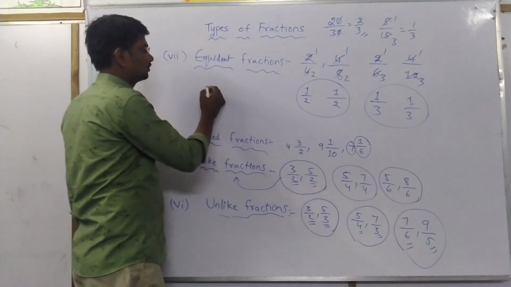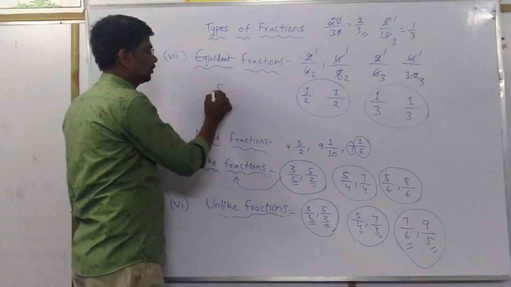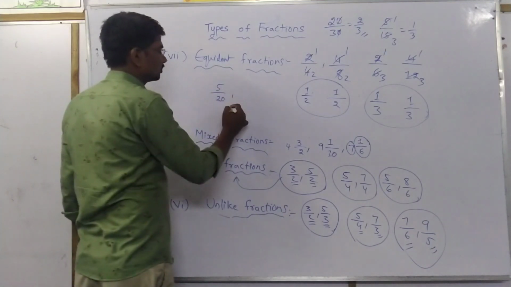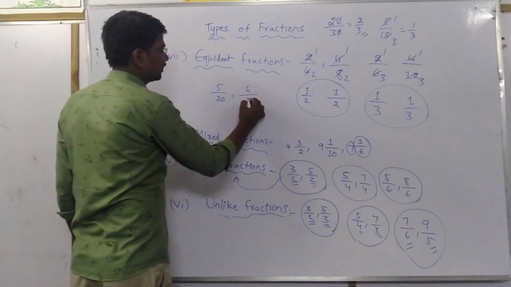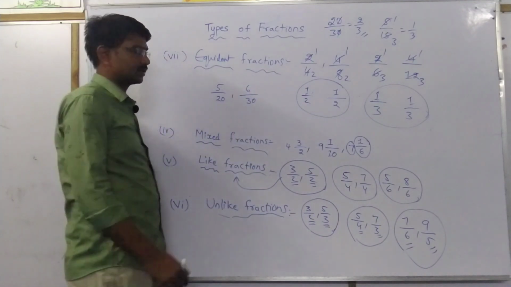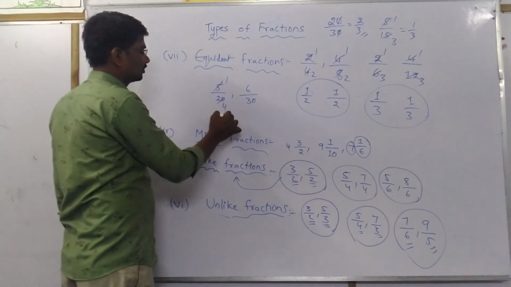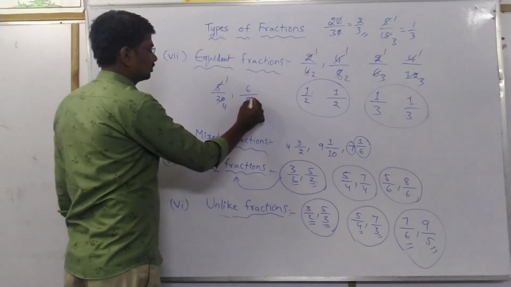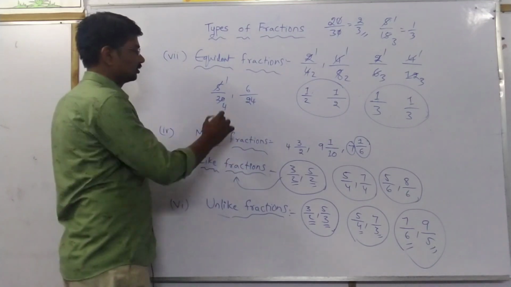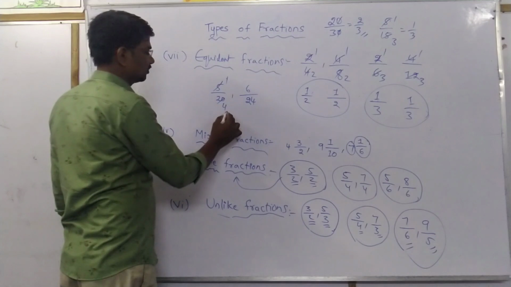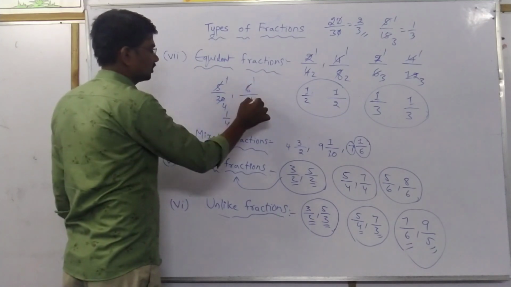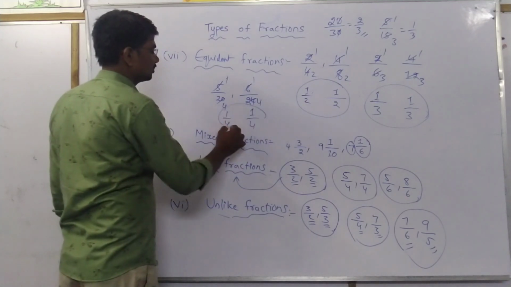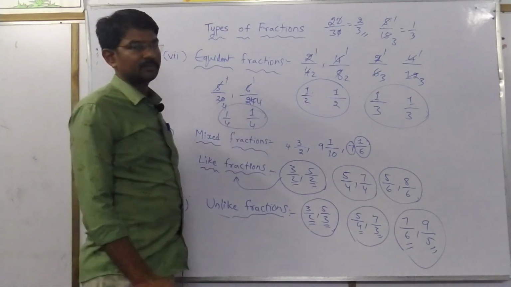So, next, 5 by 20, and 6 by 24. 5 ones are 5, 5 fours are 20, so 1 by 4. 6 ones are 6, 6 fours are 24, so 1 by 4. So, these are also equivalent fractions.